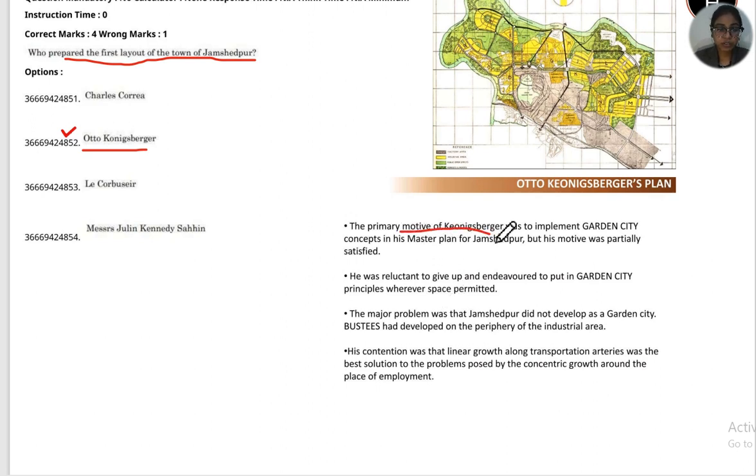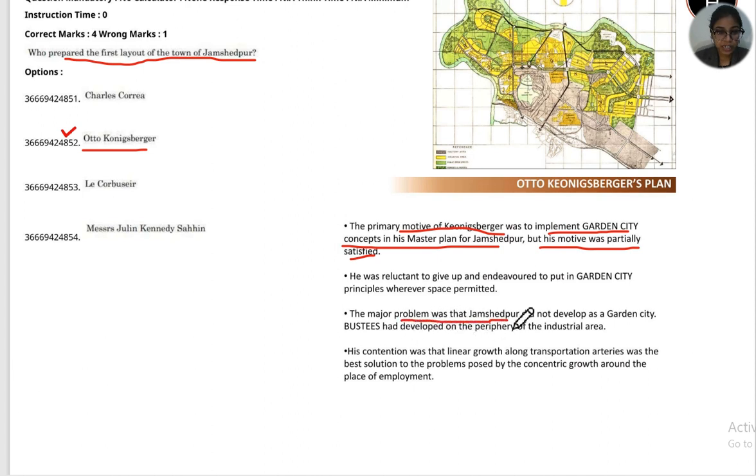The primary motive of Koenigsberger was to implement the garden city concept in his master plan of Jamshedpur, but his motive was partially satisfied. So he was trying to make something like garden city planning in Jamshedpur while he was making the plan of Jamshedpur.